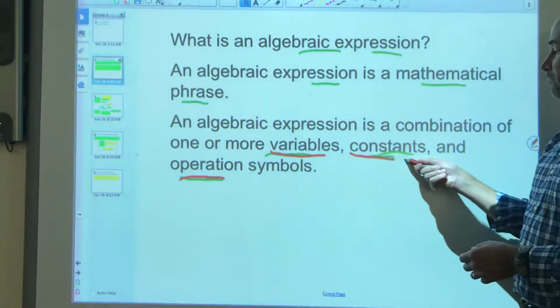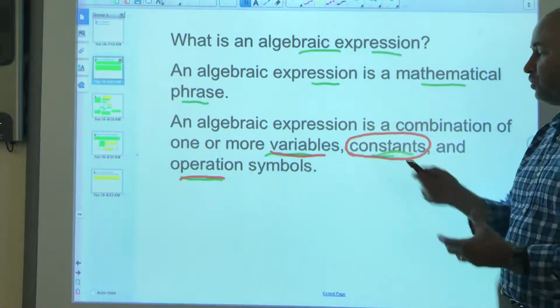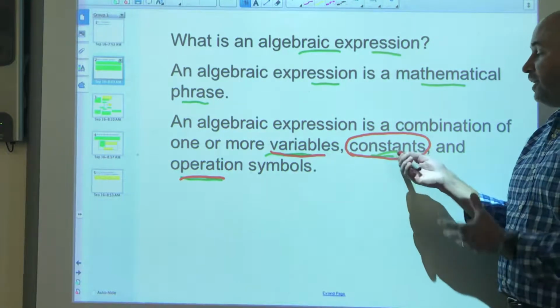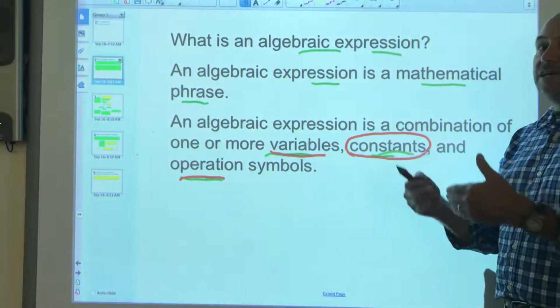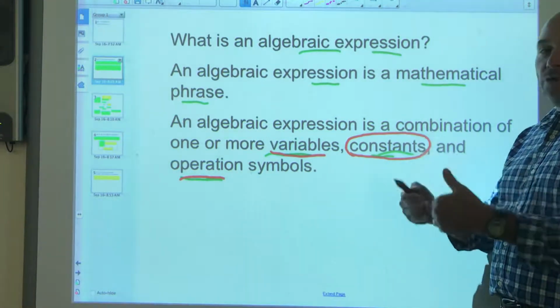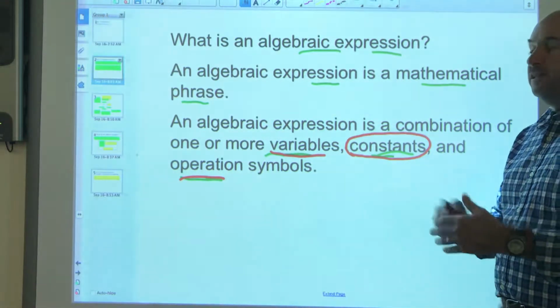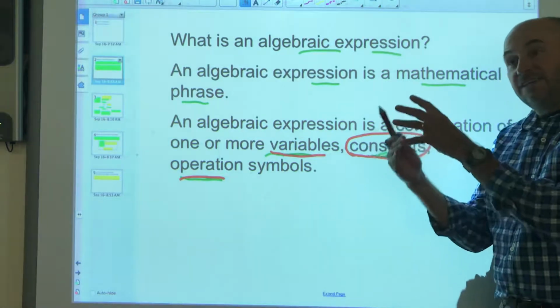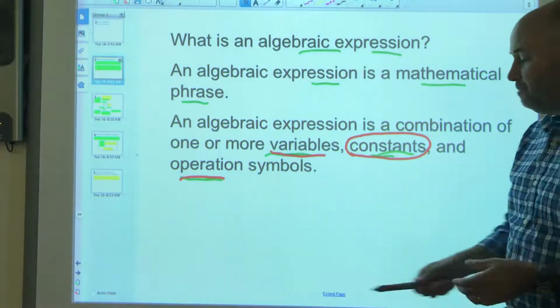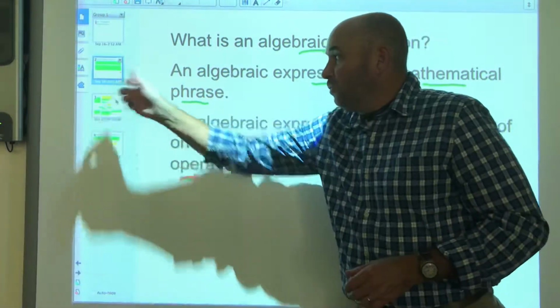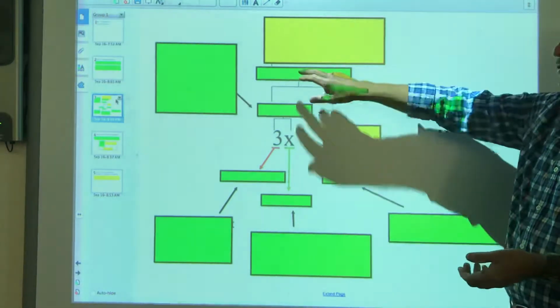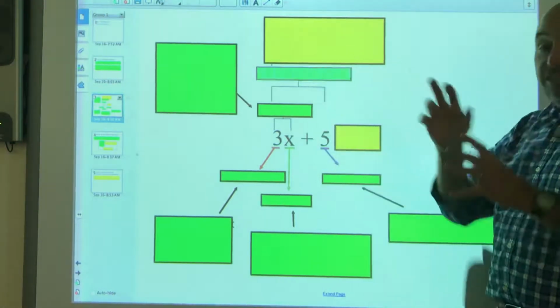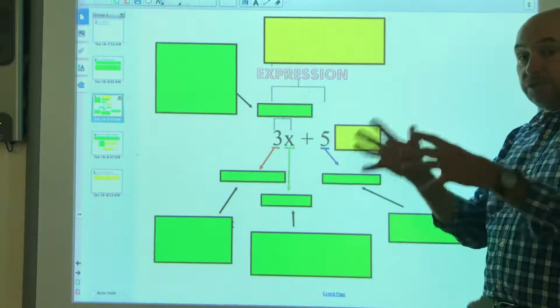One of the things that might be new to us is the word constants. All right, so a constant is something that doesn't change from problem to problem. It will remain the same, and we'll go over that. So a constant is something that is constantly there. It doesn't change, okay?